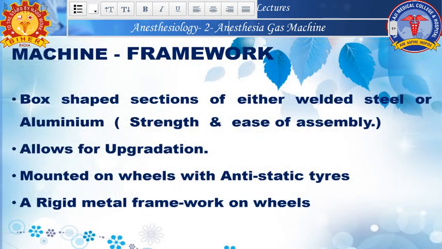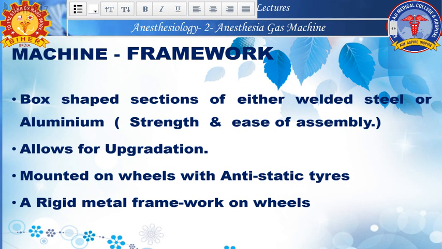So the machine framework as such has box-shaped sections, either welded steel or aluminium. Now the MRI compatible machines are mainly made in aluminium, mainly because of strength and the ease of assembly. Another advantage is that it allows for upgradation. All the anesthesia gas machines are mounted on wheels with anti-static tires. It is a rigid metal framework on wheels, but there are some 10 total segments which we should know, and which by default should be there in all the machines.